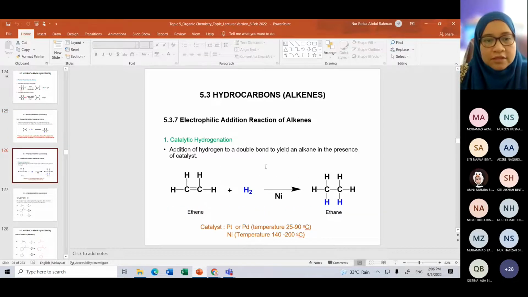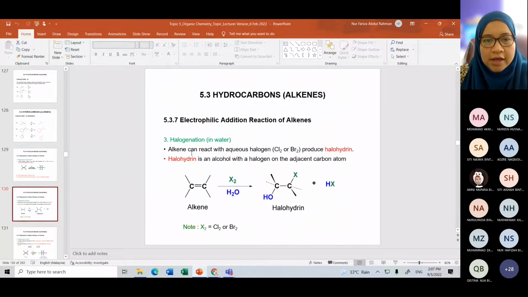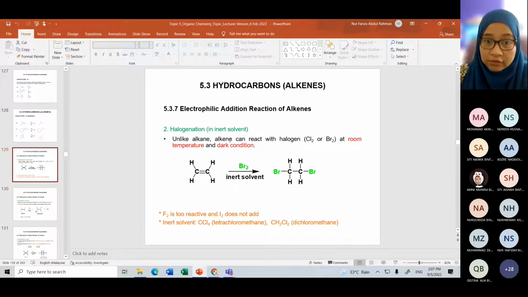So firstly, we have catalytic hydrogenation. These are the conditions that you need to take note of. The catalyst needs to be present. If not, the hydrogenation will not take place. Then next we have halogenation in inert solvent.